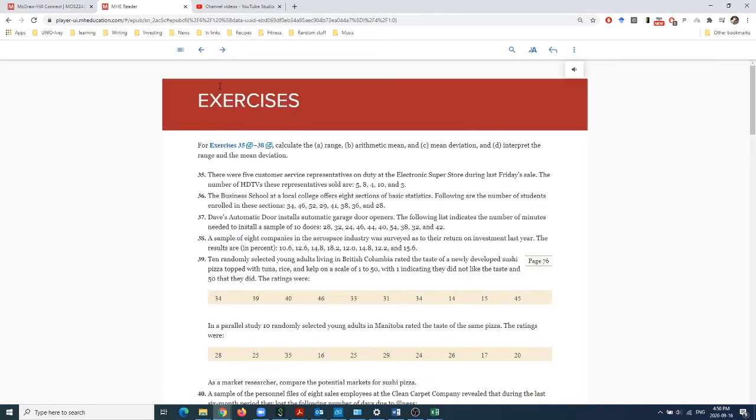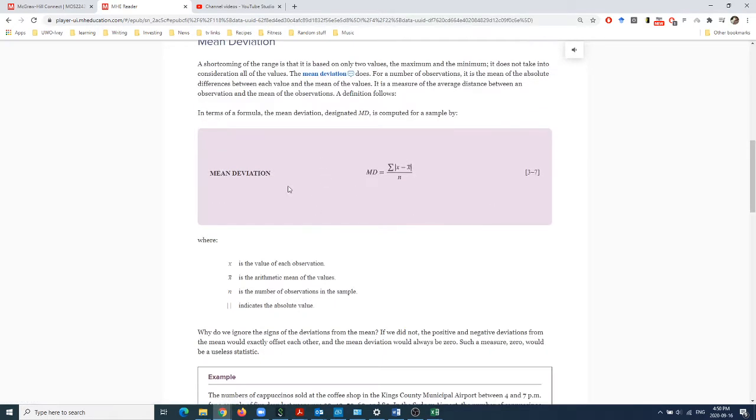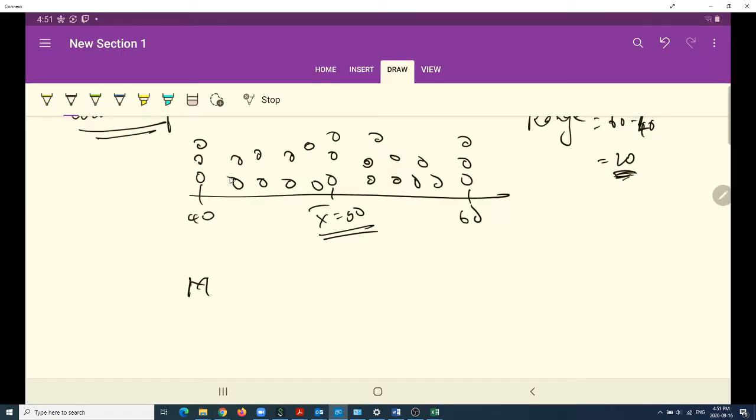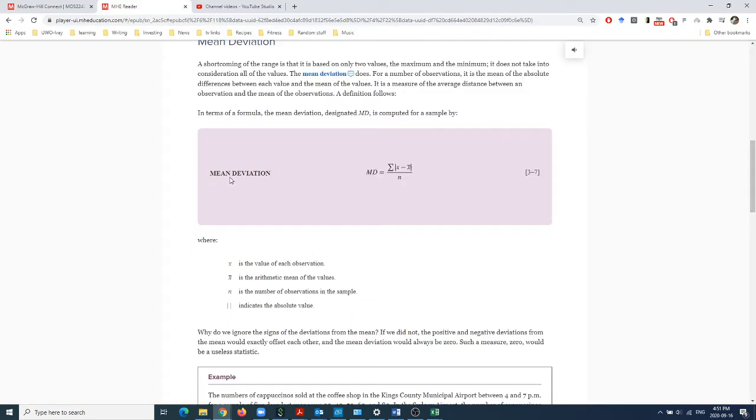Now let's go to the next measure of dispersion, which is the mean deviation. Mean deviation takes x minus x bar, so you're trying to find the absolute deviation. The mean deviation is also known as the mean absolute deviation, or MAD. Sometimes you might come across this term, MAD, instead of MD. The mean deviation is the sum of the absolute values of x minus x bar, divided by n.